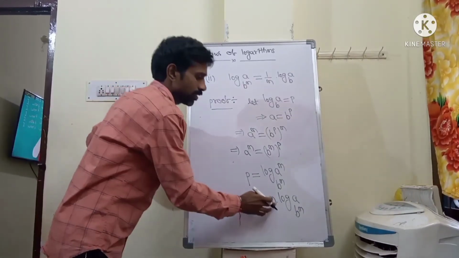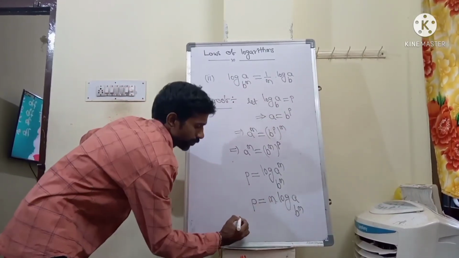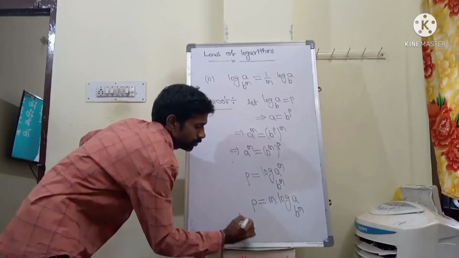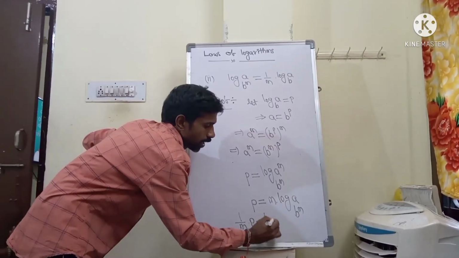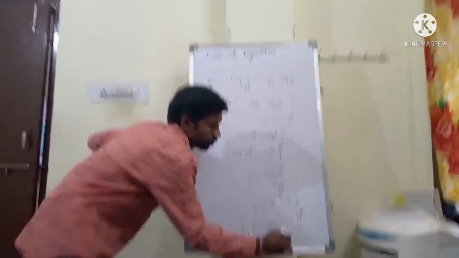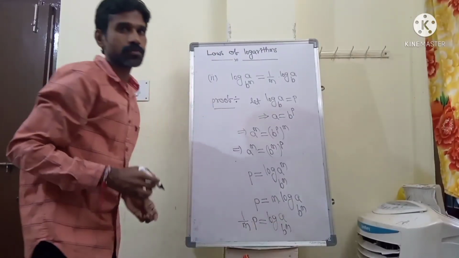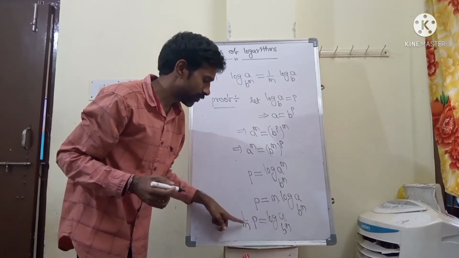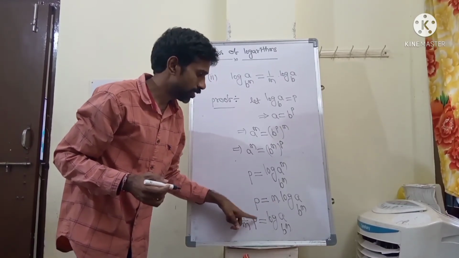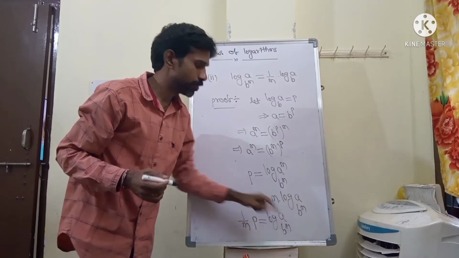Shifting this m to the left side, we get 1 by m into p equal to log a to the base b power of m. Okay, so now write here, shifting this m to the right side, we get 1 by m into this p into log a to the base b power of m.